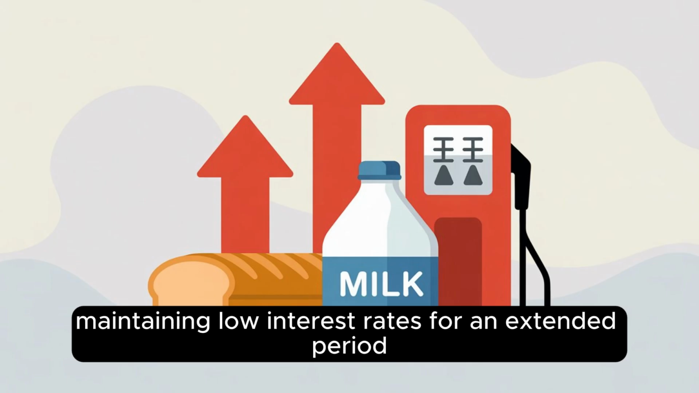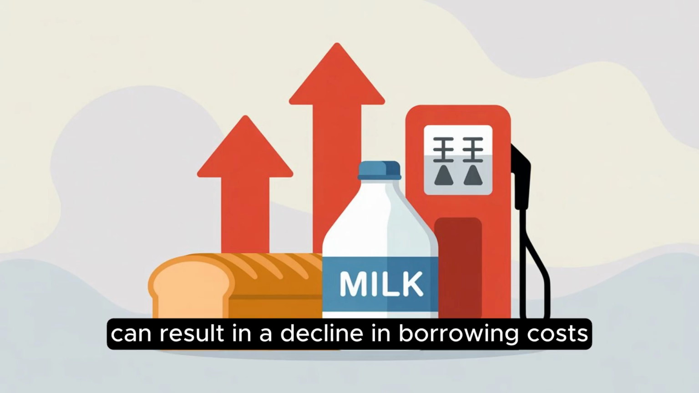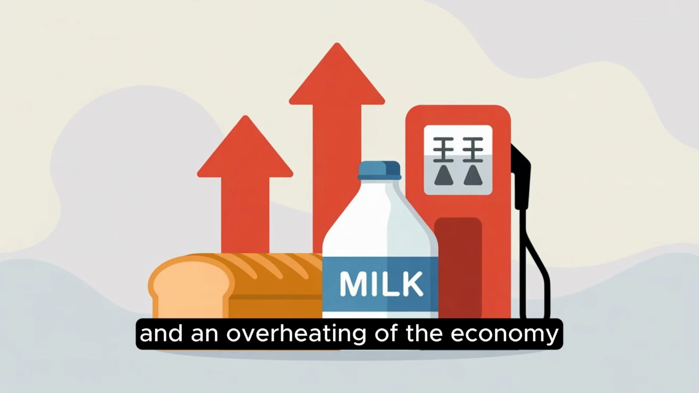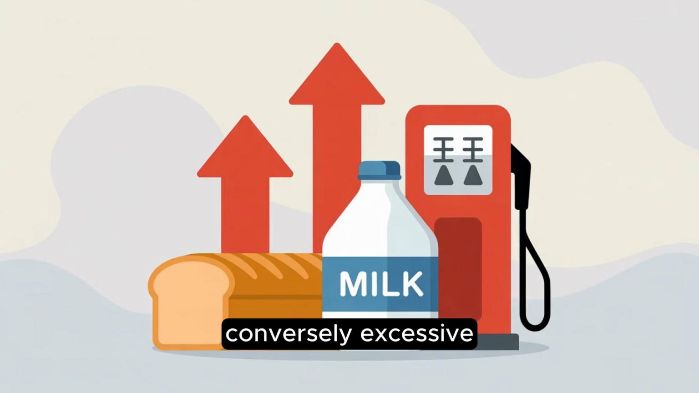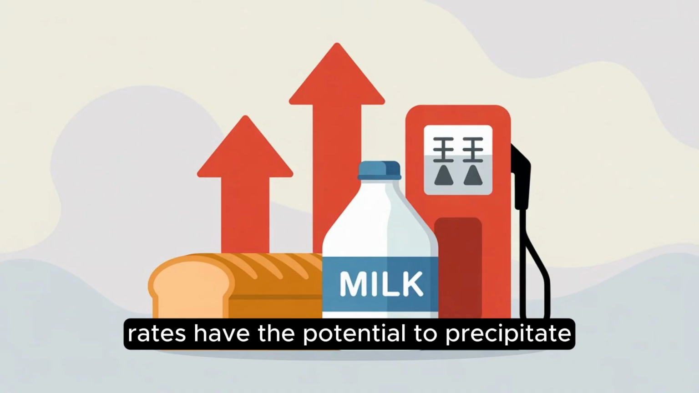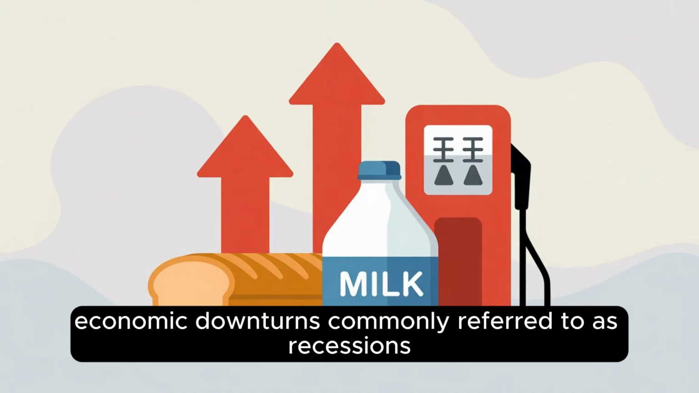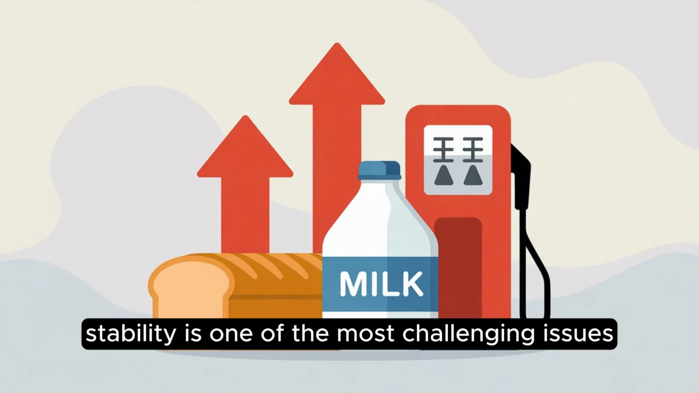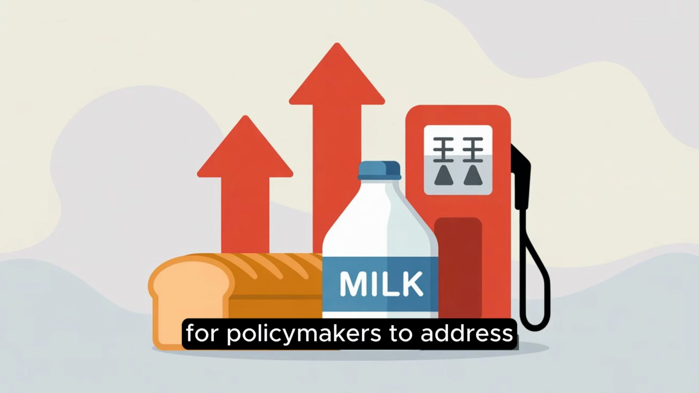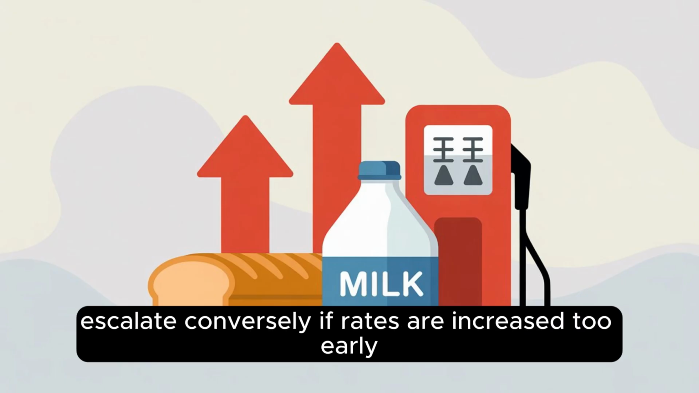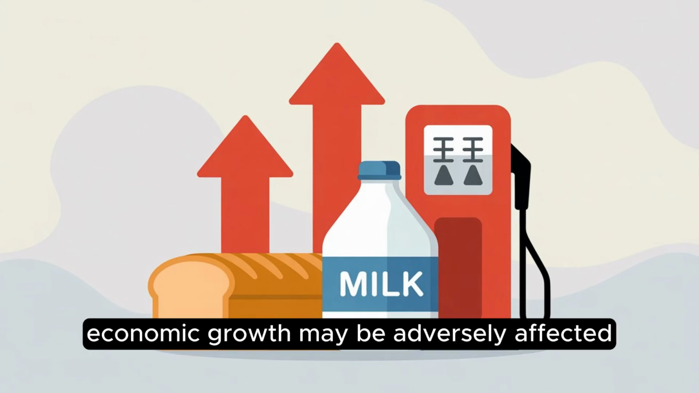Maintaining low interest rates for an extended period can result in a decline in borrowing costs, a subsequent increase in spending, and an overheating of the economy. Conversely, excessive and premature increases in interest rates have the potential to precipitate economic downturns, commonly referred to as recessions. Achieving price stability is one of the most challenging issues for policymakers to address. If interest rates are increased too late, inflation may escalate. Conversely, if rates are increased too early, economic growth may be adversely affected.